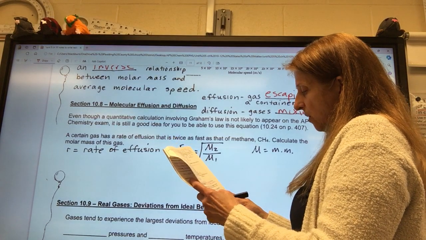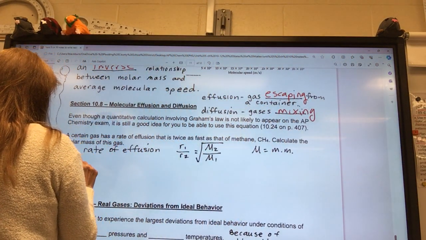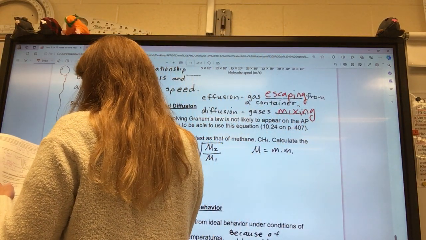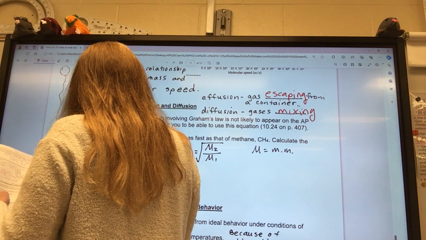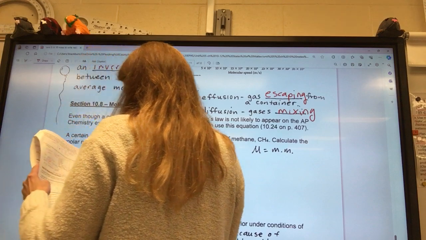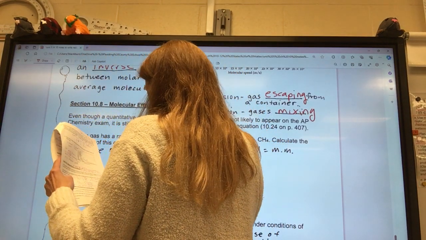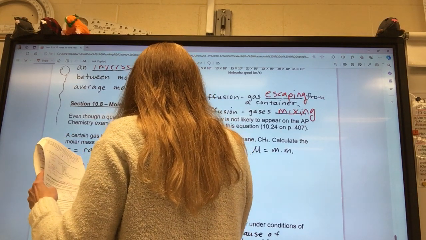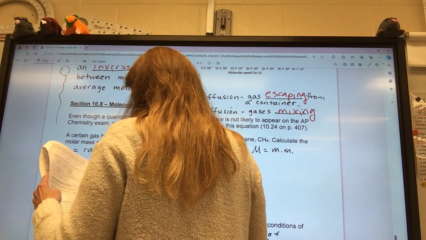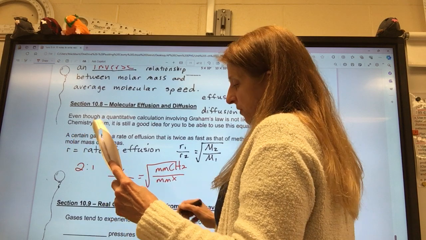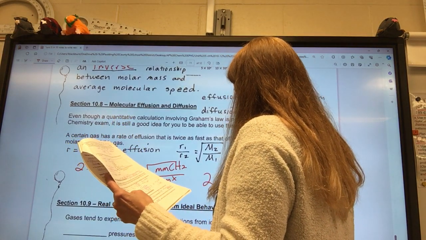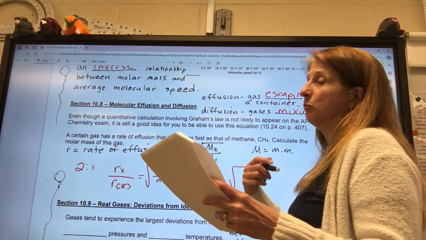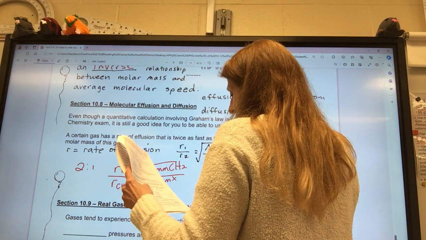Okay, so now, this is a 2 to 1. It's a 2 to 1, it says. It's twice as fast. So the rate of X, we don't know what that is, over the rate of methane, we were told that one was methane, is equal to the square root of the molar mass of methane over the molar mass of X. Okay, so we could set this up. We know this is a 2 to 1, and 2 divided by 1 is 2, is equal to the molar mass of methane. We can look that up. It's 12 plus 4, so it's 16, divided by our unknown.